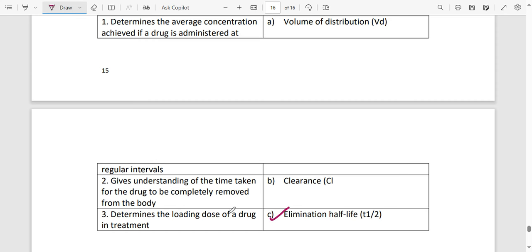How about D? Determine the loading dose of a drug in treatment. It's VD, right? Volume of distribution. And then determine the average. Okay, for which one is that? All right, I've taken something else. Okay, for two, gives understanding of the time taken for the drug to be completely removed from the body. So this is the one we said, isn't it?